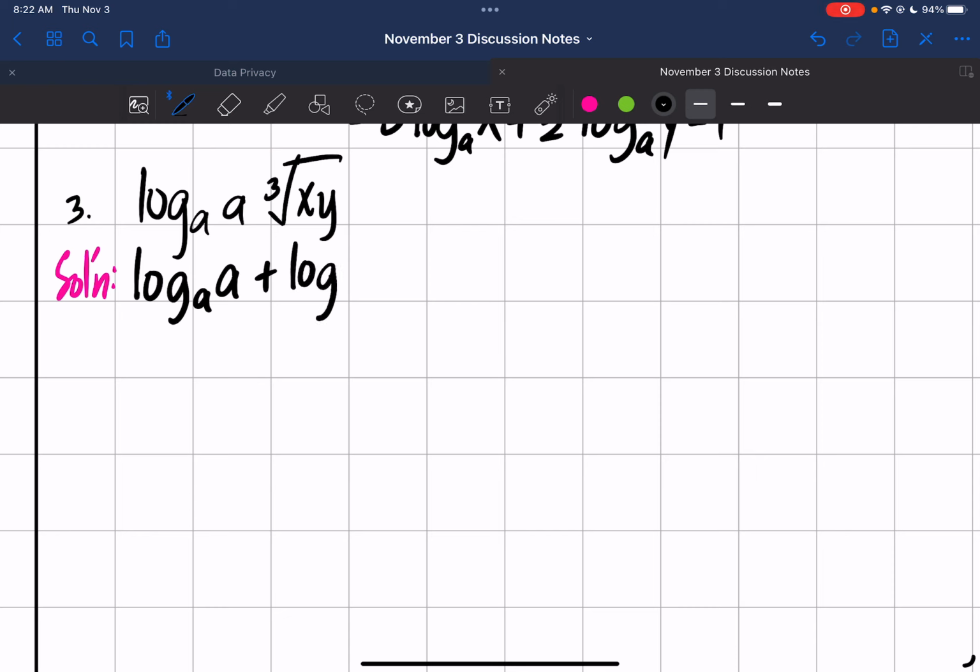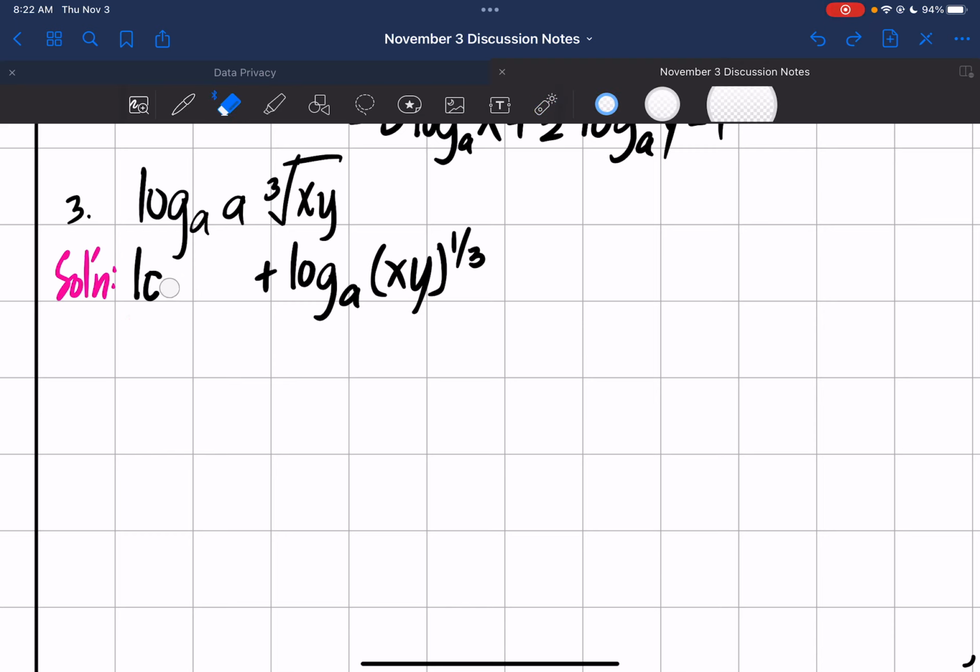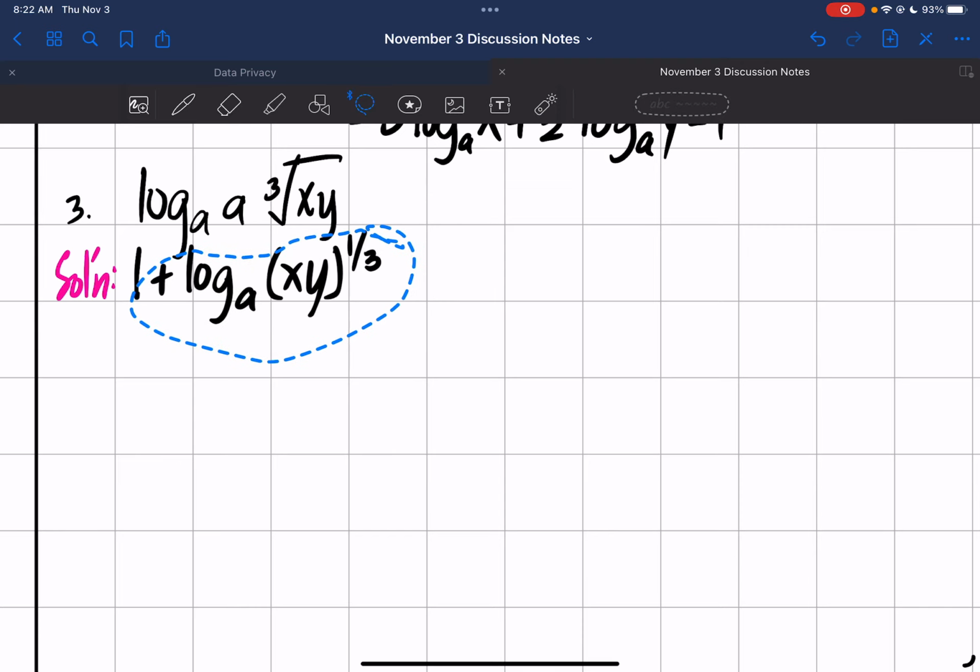So, we have log of the quantity xy raised to 1/3 base a. This one is equivalent to 1. So, burahin ko lang to. This is 1 plus log of xy raised to 1/3 base a.